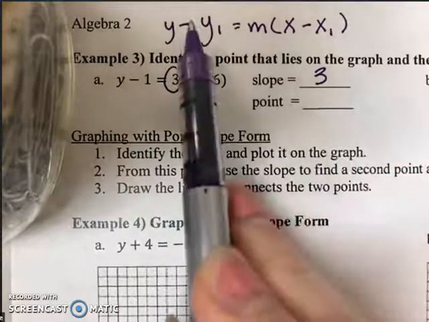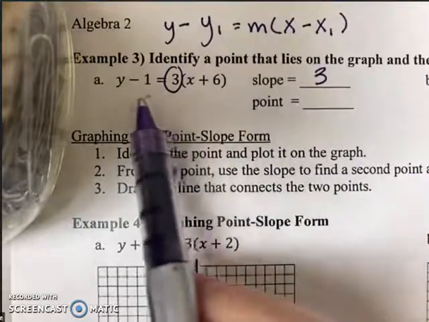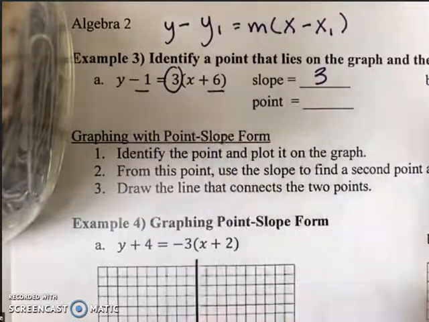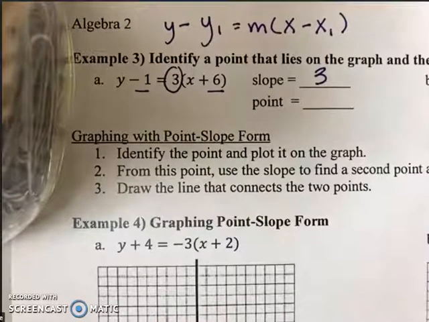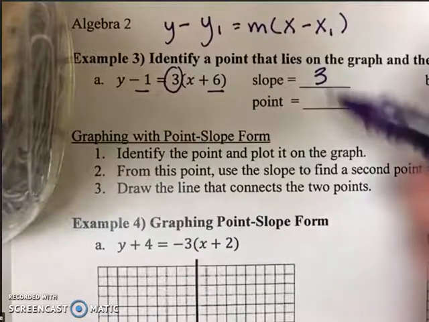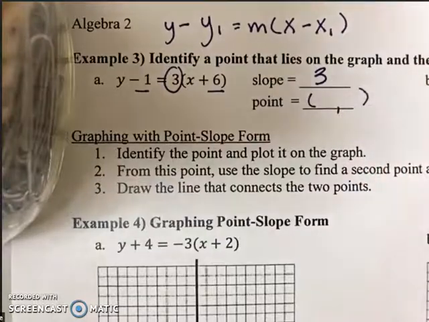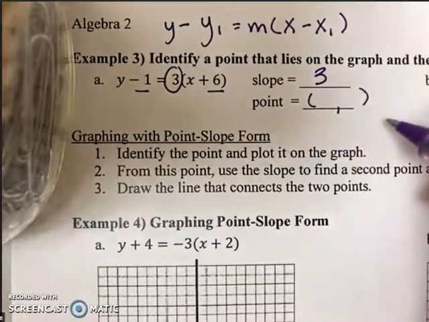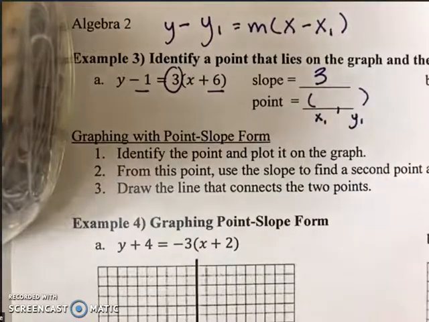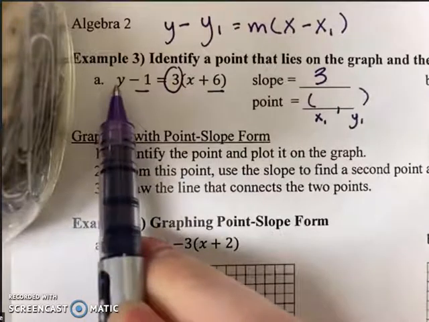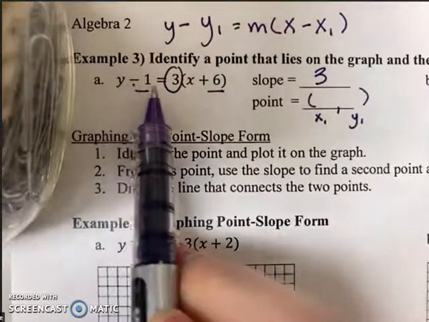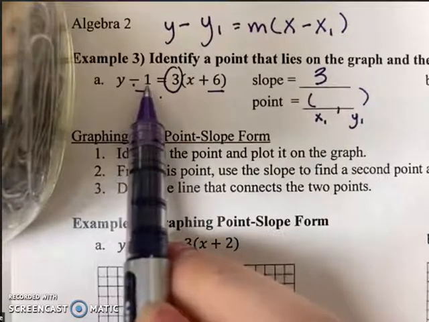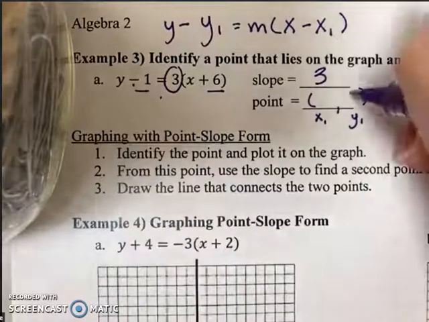So we have to be subtracting these numbers here in our form. Keep in mind when we're writing our point, it's always in the form x comma y. So my x1 should go here, and my y1 should go here. Let's look at this real quick. Y minus 1. So I am subtracting a positive 1, meaning a positive 1 would go right here.